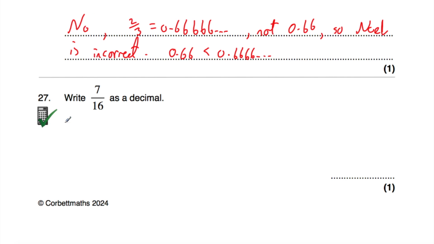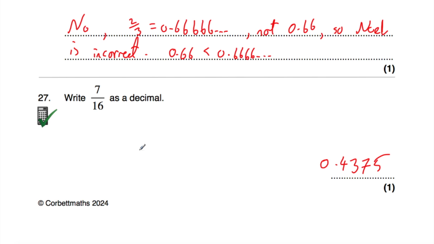So question number 27 is a calculator question. So it's very important you know how to change fractions to decimals on your calculator. So if I wanted to write 7/16 as a decimal on my calculator, I just press the fraction button and press 7 on the numerator, 16 on the denominator, and press equals. Now that comes up as 7/16. Then I just need to change that into a decimal number, and then that would be equal to 0.4375. And that's it.